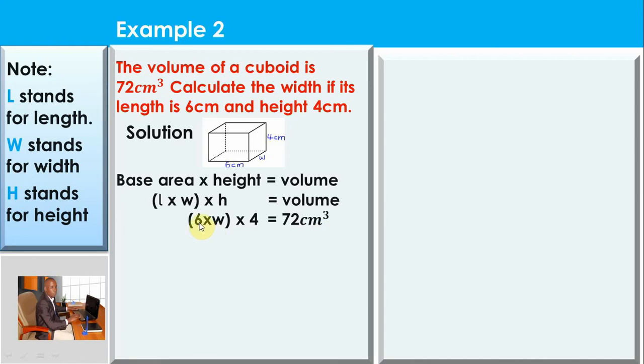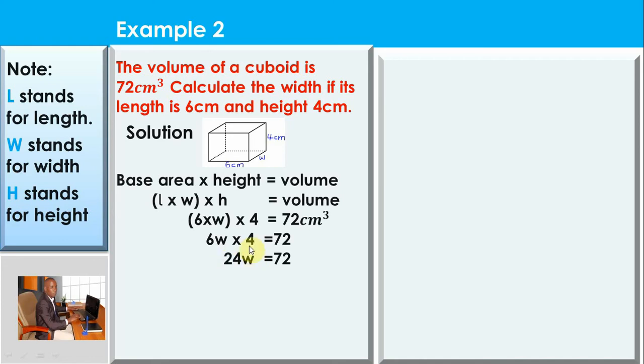Now when we multiply 6 times w, we get 6w. And when we multiply 6w by 4, it will still give us 72. So here we get 6w times 4 equals 72. Now, what is 6 times 4? 6 times 4, we get 24. Now 24 times w, meaning we shall get 24w equals 72.